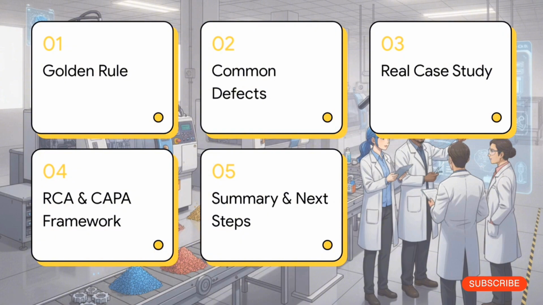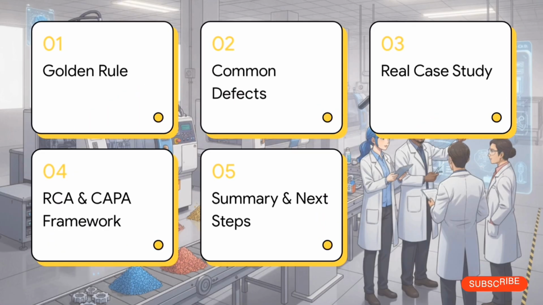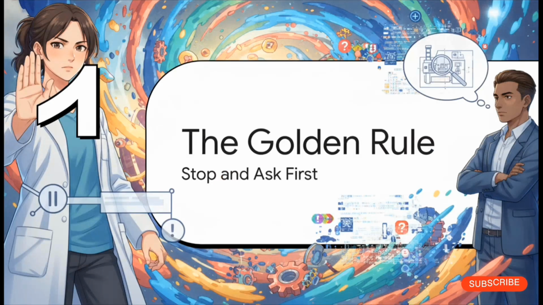All right, let's dive into this agenda real quick and see how we're going to transform you into a scientific problem solver. First, the troubleshooting golden rule. Then, we'll solve common masterbatch defects, followed by a real industrial case study, the RCA and CAPA framework, and finally, a quick summary. Moving into Section 1, the troubleshooting golden rule.